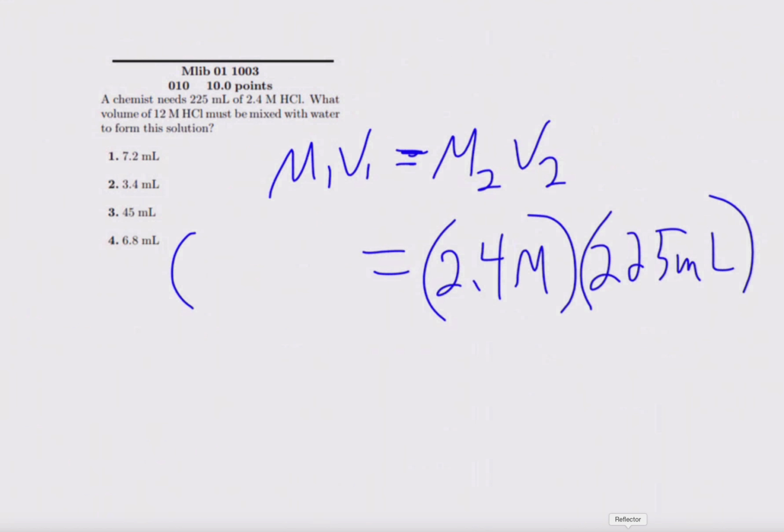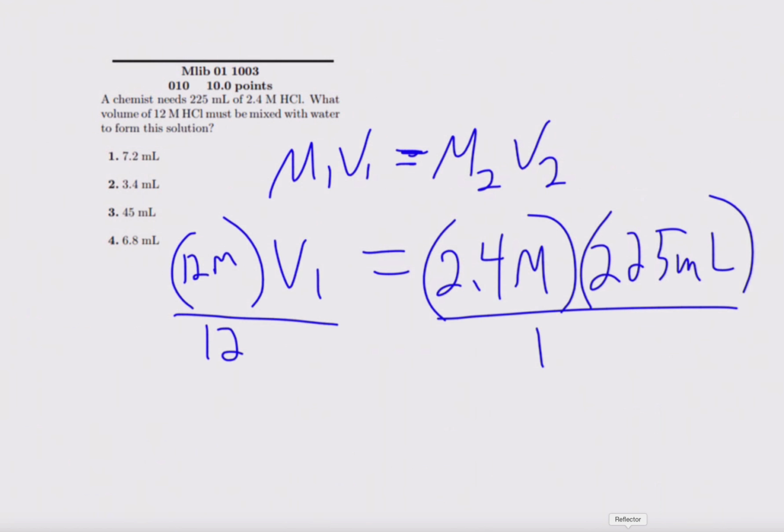So the molarity is 12 in the concentrated solution. The question is, how much of that concentrated solution must we start with in order to have a 2.4 molar solution when we dilute it to 225 mils? And so the question here is, what do we get when we now divide both sides by 12? And when you do that out, you find that V1 is equal to 45 milliliters.